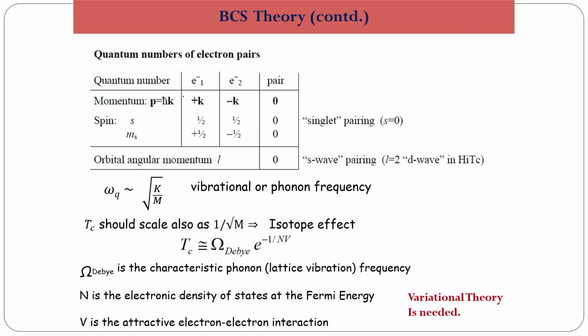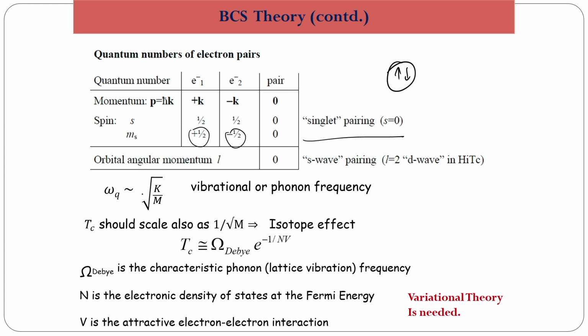So, these are momentum plus k and minus k of the 2 electrons, the total momentum is 0. They both are spin half. One of them, the ms value is plus half and the other minus half, which means an up electron and a down electron forming a pair, and this by definition you know is singlet pairing. So, the orbital angular momentum is 0, and of course, this vibrational frequency omega q is root over k by m.